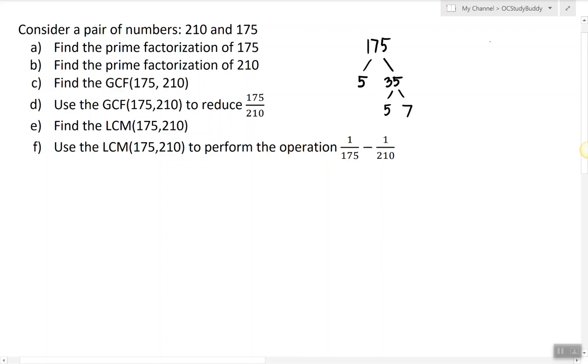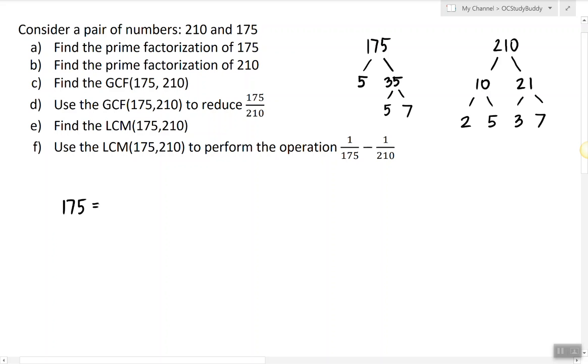Now to find the prime factorization of 210, I'm also going to use a factoring tree and the rules for the divisibility. So 210 is divisible by 10, and what's left is 21, and then 10 can be further factored into 2 and 5, and 21 can be factored into 3 and 7. So I found the prime factorization for each of the numbers, and now to find the greatest common factor and least common multiple, I'm going to write the prime factorization in a certain way.